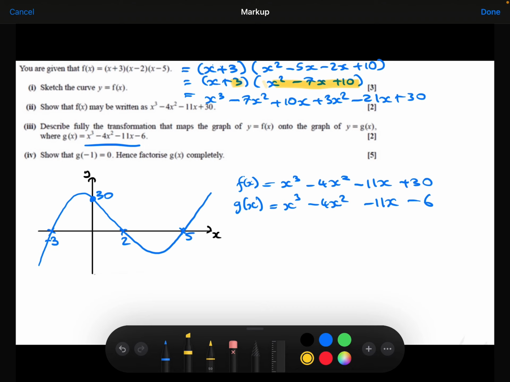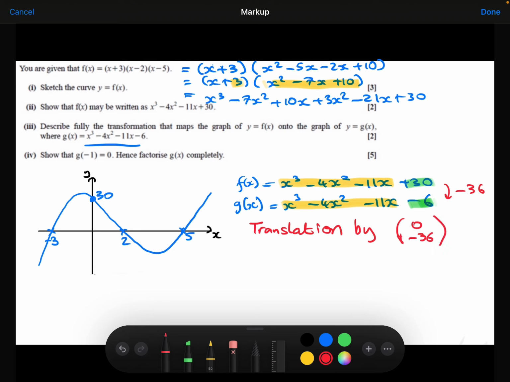So notice that all of the terms involving x's are identical. The only difference is the y-intercept on the end here is 36 less. So we have subtracted 36 from all of the y coordinates. Therefore, this is a translation by the vector (0, −36), because the x coordinates haven't changed at all, and minus 36, because we've subtracted 36 from all the y coordinates.